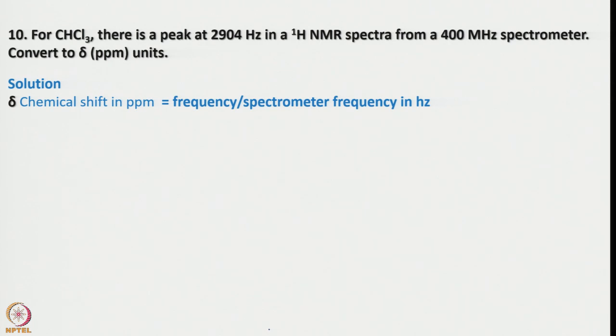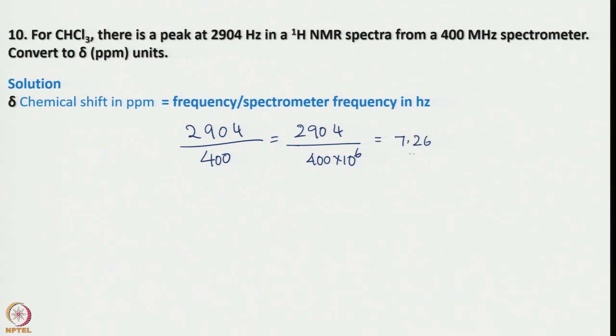Okay, so for CHCl3, chloroform, there is a peak at 2904 Hz in a 1H NMR spectrum taken from a 400 MHz spectrometer. Convert this value to ppm. So Hz to ppm, ppm to Hz, we should be familiar with. And how do we calculate the chemical shift in ppm? We have to divide the frequency by the spectrometer frequency. That is it. For example, here we know 2904 divided by 400 megahertz. So that will be 2904 divided by 400 into 10 raised to 6. So this would give 7.26 by 10 raised to 6, which means it is 7.26 ppm, parts per million. Of course, if you look into the 1H NMR spectrum of chloroform, it shows a sharp peak at 7.26 ppm. So this is how we can convert frequency into chemical shift in ppm.